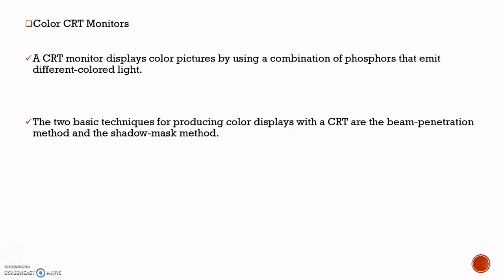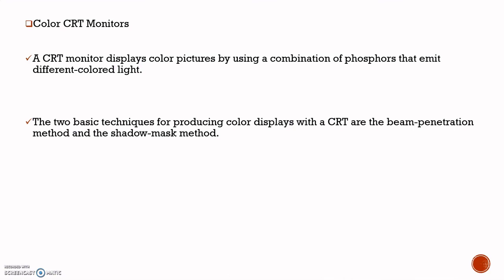The beam penetration method is used for displaying color pictures with random scan systems or random scan monitors. There are two layers of phosphor, red and green, coated on the inside of the CRT screen. The displayed color depends on how far the electron beam penetrates into the phosphor layers. A beam of slow electrons excites only the outer red layer, and a beam of very fast electrons excites the inner green layer.